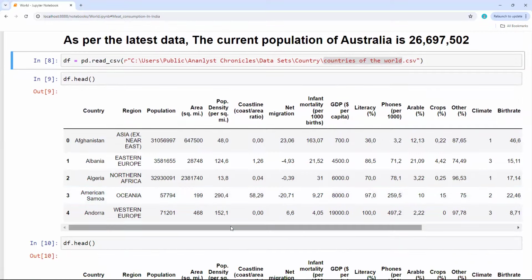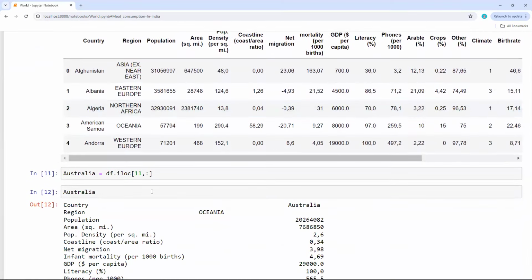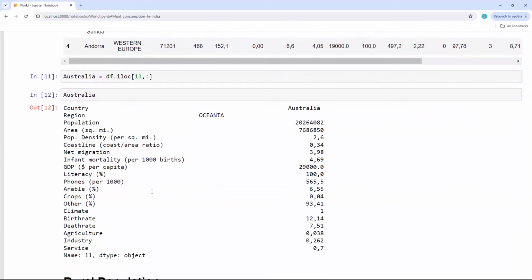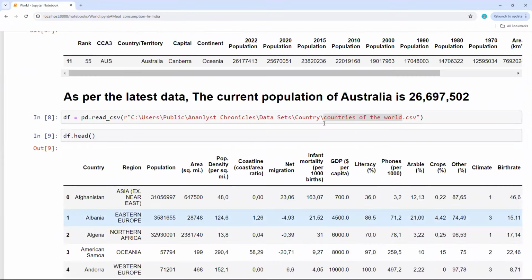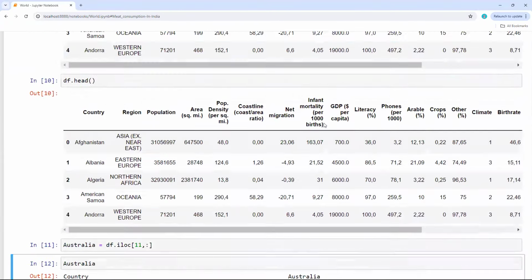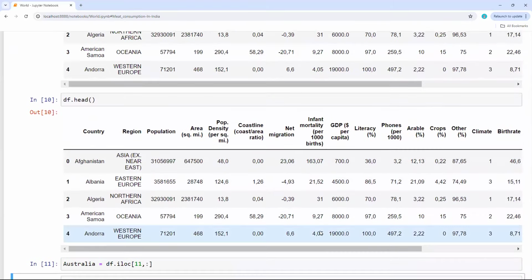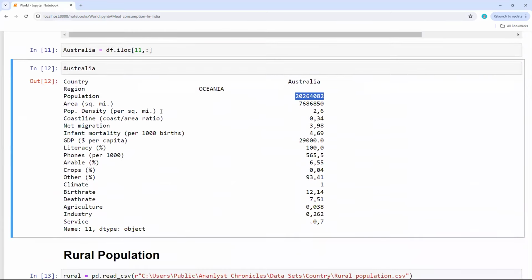So let me look at Australia. Okay, so this is for Australia. The current population is 2.66 crore, but here it is showing 2 crore. I think it's old data. And you can see the area is in square miles.